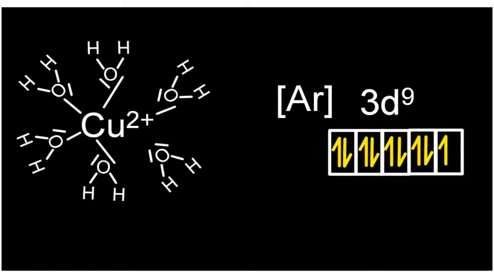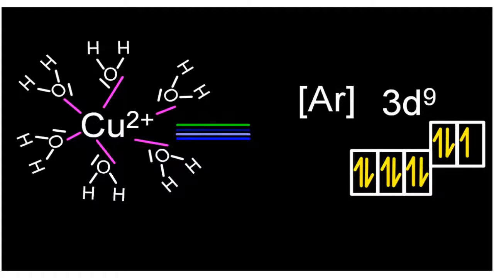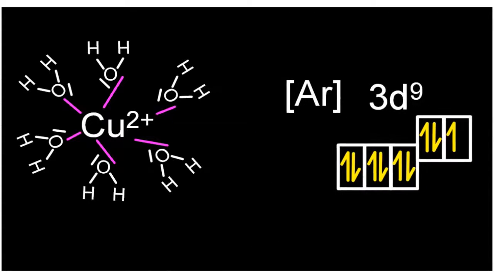Again, in purplish pink are the dative covalent bonds. The d orbital split is a 3-2 split. And now when I put light through, some of the light's disappeared, so this is going to look blue. I shone all the colours in at the beginning: red, orange, yellow, green, blue, indigo, violet, and only a few colours came out, the bluey colours. So this will appear blue.